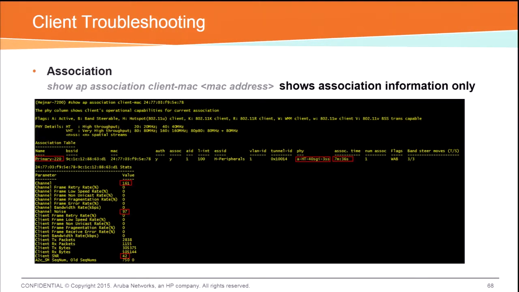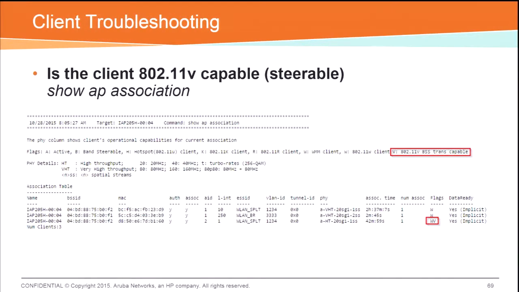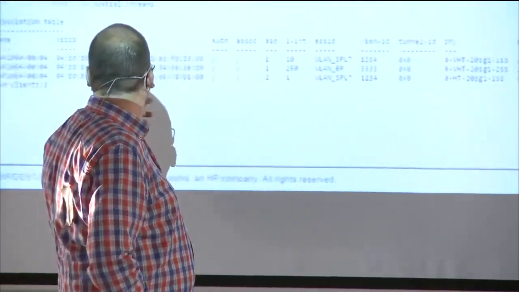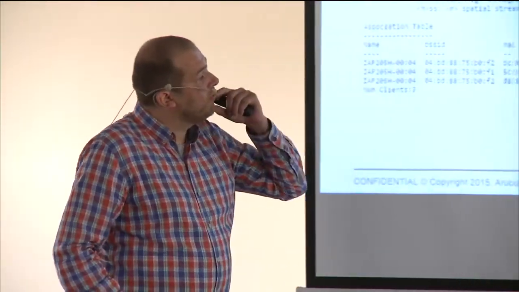Also, it shows the association, so we can see the channel, noise, which channel, how it's connected, how long it's connected, if it has been steered from client match. We can even see if the client is 802.11v capable, so there's a capital V here in the flags, and this is my Nexus 5 phone.